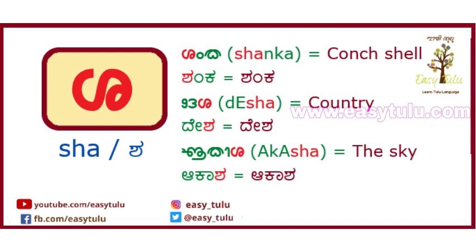Akasha. Akasha means the sky. Also akasha in Kannada. Let us see how it is written. Sha, sha.